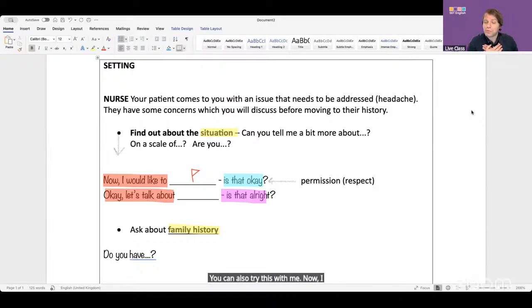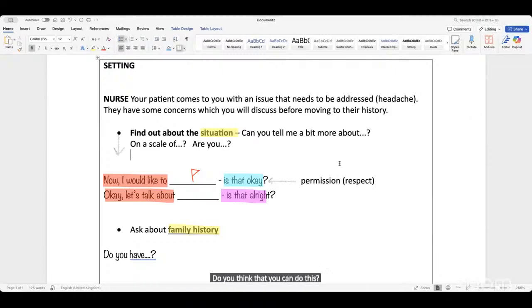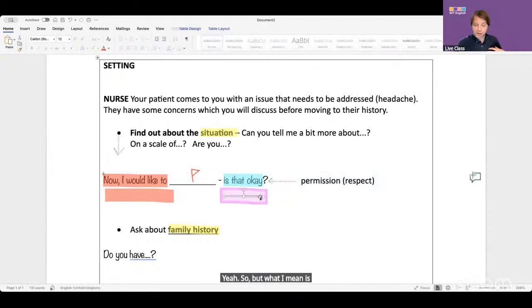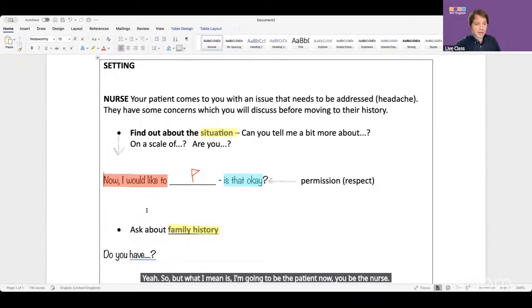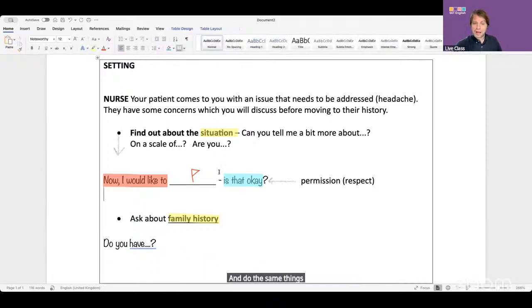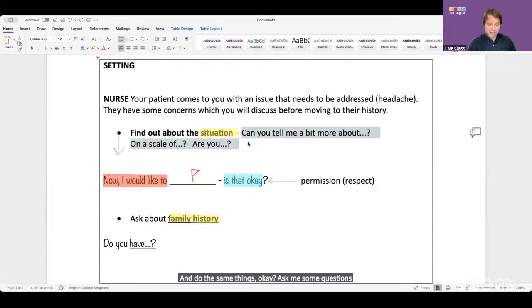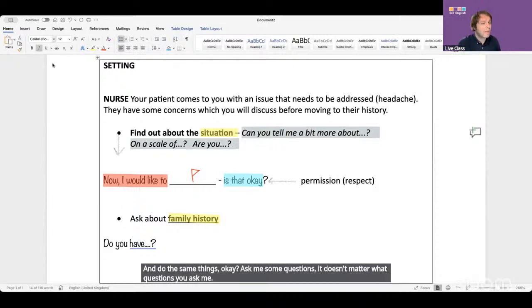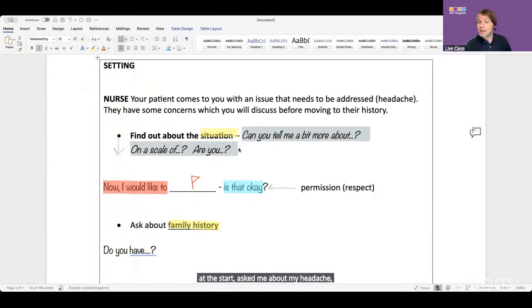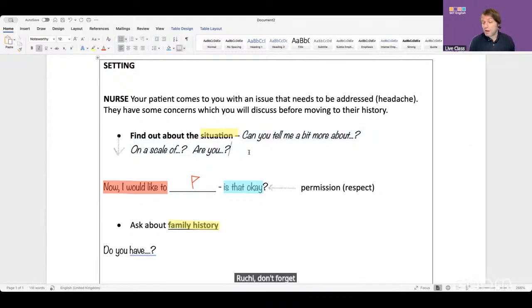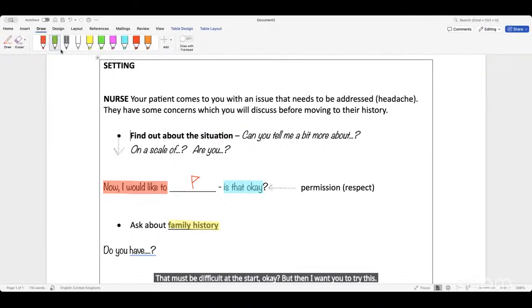Now, I would like, Ruchi, can we change round? Do you think that you can do this? Yeah, you ask permission, like, can we do this? What I mean is I'm going to be the patient now. You be the nurse and do the same things, okay? Ask me some questions. It doesn't matter what questions you ask me at the start. Ask me about my headache. Give me empathy, Ruchi. Don't forget you need to say, oh, I'm sorry to hear that. That must be difficult, at the start, okay? But then I want you to try this. And I want everyone to listen to her doing this.